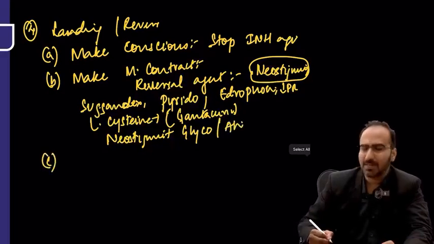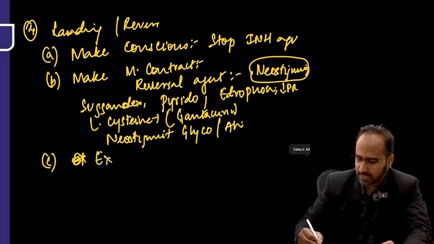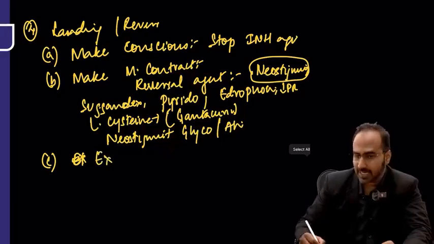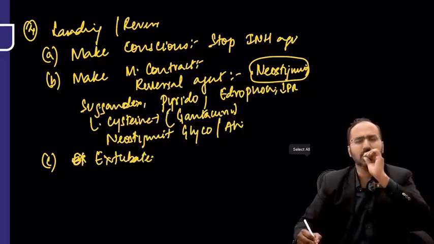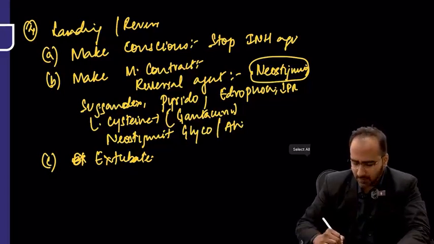Okay. The third aim in the reversal phase is what, guys? Extubate the patient. Once the patient's muscles are contracting and he is conscious, you have to extubate. Extubate means what? The tube which was inside, remove the endotracheal tube. That is called extubation. But before extubation, you need to make sure that he is adequately reversed. What are the signs of adequate reversal?